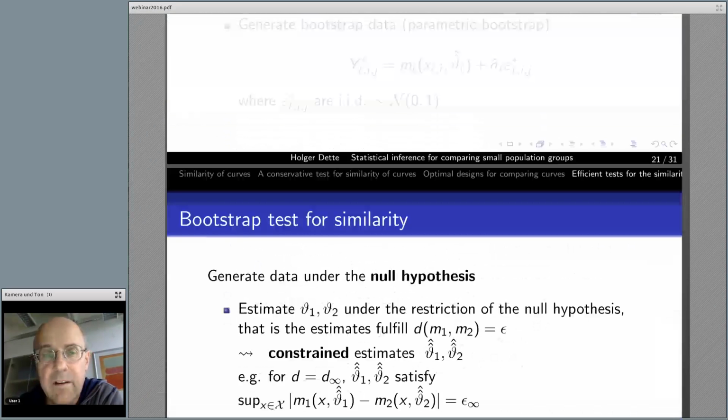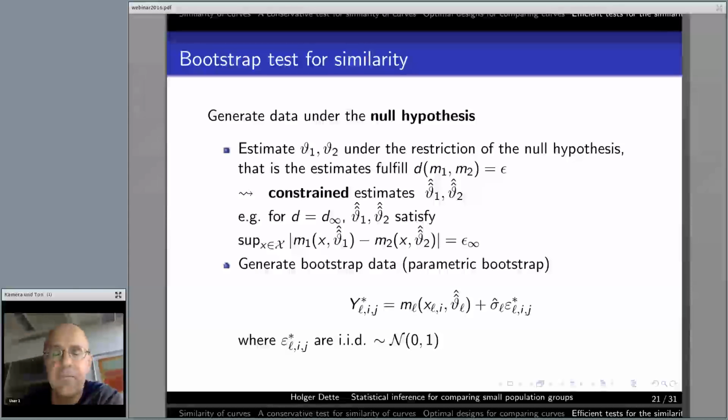Okay, and what we do here is we try to generate data under the null hypothesis, under the worst case. So we estimate the parameters from the original samples.